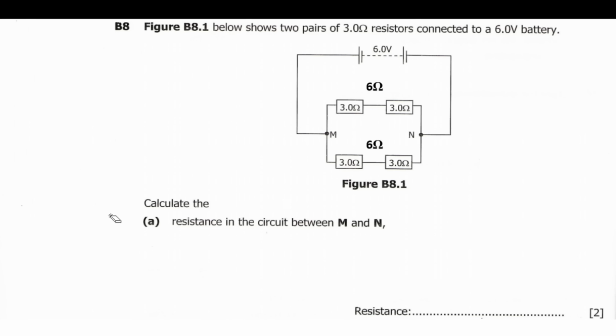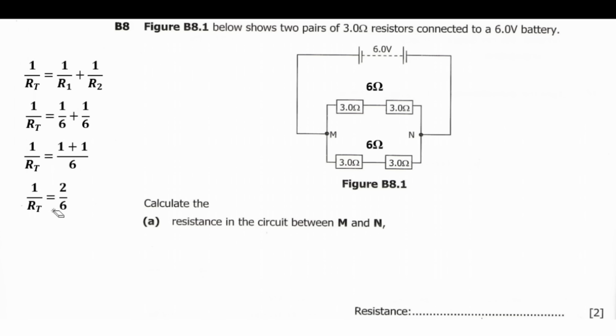For you to find the total resistance in parallel, you need the formula which says 1 over RT, which is total resistance, is equal to 1 over R1, which will be this resistor, plus 1 over R2, this resistor here. Then you substitute: 1 over RT is equal to 1 over 6 plus 1 over 6. Then you find the common denominator, which is 6. 6 into 6, 1; 1 times 1, 1. Then again 6 into 6, 1; 1 times 1, 1. Then you add: 1 over RT, 1 plus 1 is equal to 2 over 6.